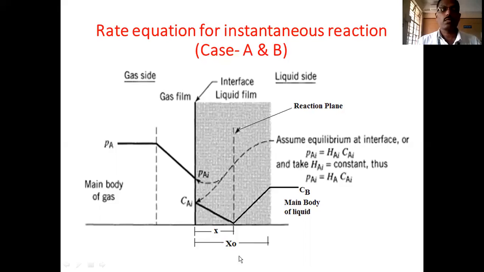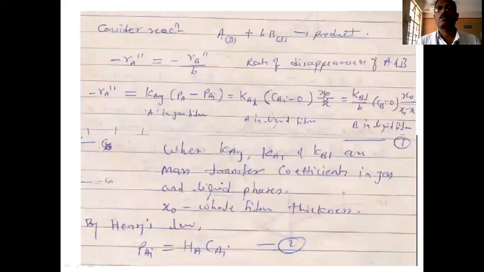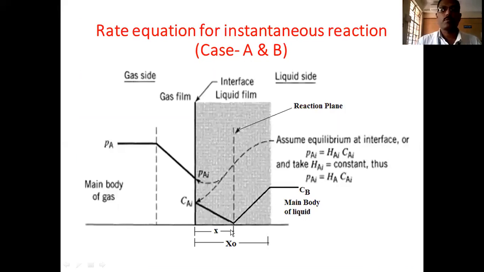So this x naught we remove it, so multiply by x naught divided by the actual length of the diffusion, which is x. So D_L upon x naught into x naught upon x, and D_L upon x naught is K_AL. In a similar way, we multiply in the first term by x naught upon x. Now in the liquid film for component B, when B diffuses, the diffusion length is x naught minus x, but the liquid film length is x naught.